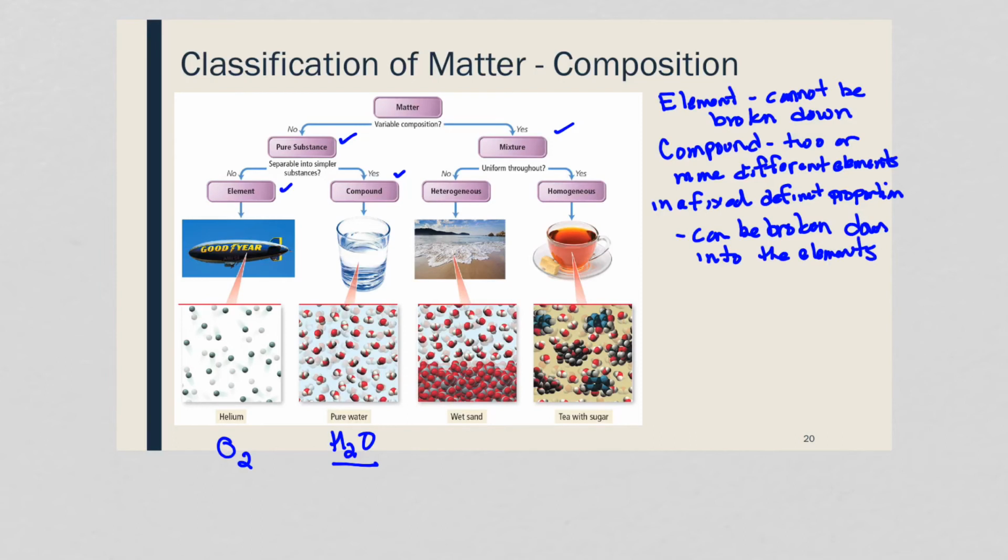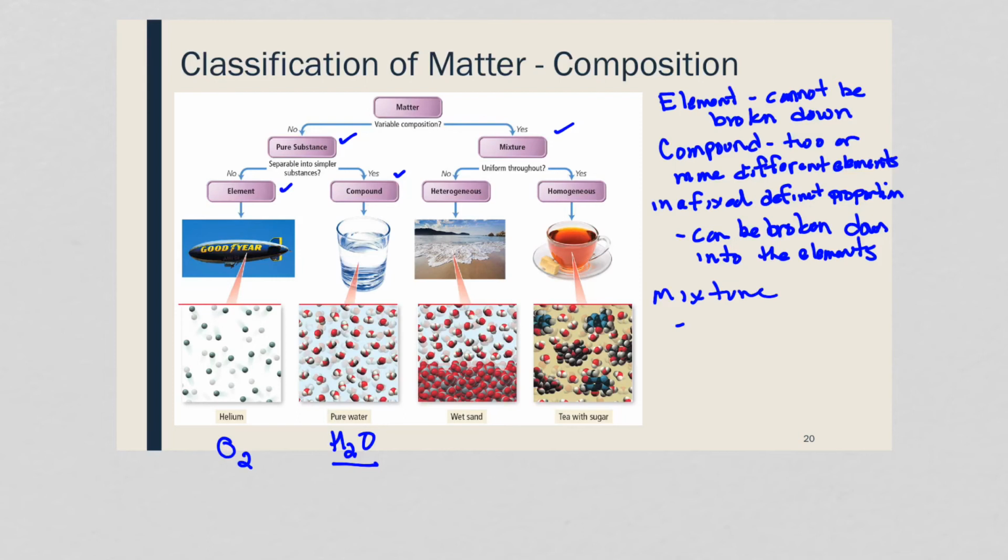So water can be broken down into hydrogen and oxygen. Mixtures, so let's do mixtures. Essentially, a mixture is more than one type of matter, right? So a mixture is essentially two or more pure substances combined together. And those substances can be combined in two ways, right? They can be either heterogeneously mixed or homogeneously mixed.